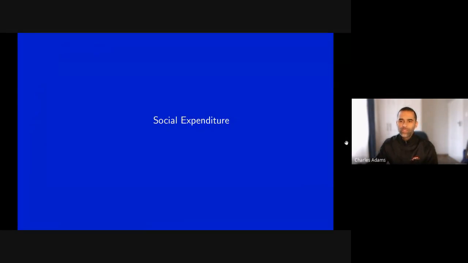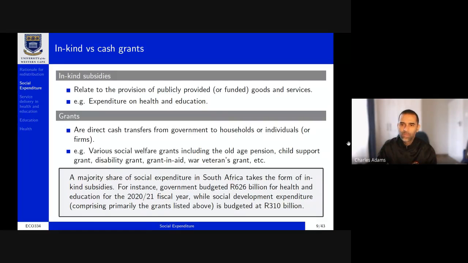Okay, so let's look at social expenditure and a little bit of theory related to social expenditure. As mentioned, social expenditure can take two forms. Those are in-kind subsidies, that is, in-kind means subsidizing some service. So these relate to the provision of publicly provided goods and services, or publicly funded goods or services. Examples being health and education expenditure. Grants, on the other hand, are cash transfers. And I give some examples at the bottom there: the child support grant, disability grant, grant in aid, war veterans grant, etc. Now, a majority of our social expenditure here in South Africa takes the form of in-kind subsidies.